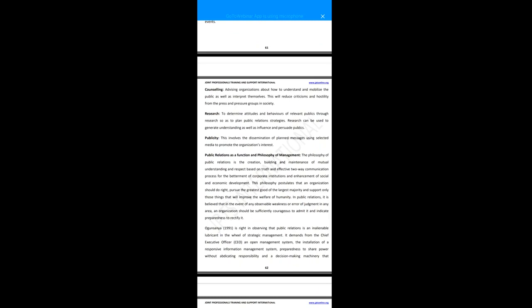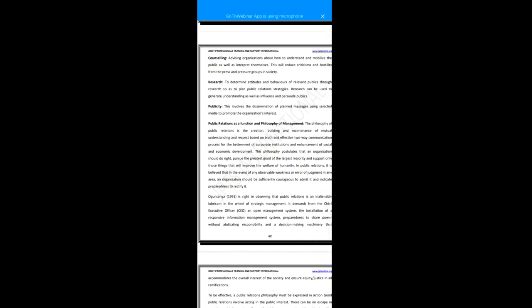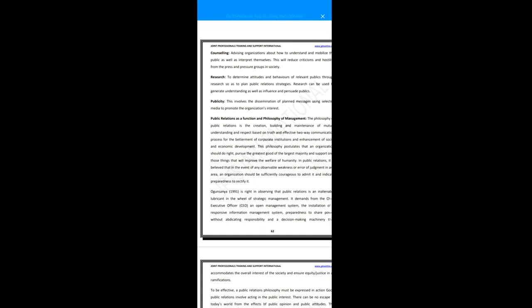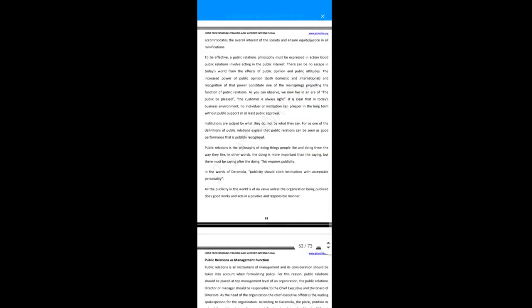Let's look at public relation as a function and philosophy of management. The philosophy of public relation is the creation, building and maintenance of mutual understanding and respect based on truth and effective communication processes for the betterment of the corporate institution and enhancement of social and economic development. Ogunsoya explained that in observing that public relation is an inalienable lubricant in the wheel of strategic management. It demands from the chief executive, that's the CEO, an open management system and the installation of a responsive information management system. All these are part of components of public relation.